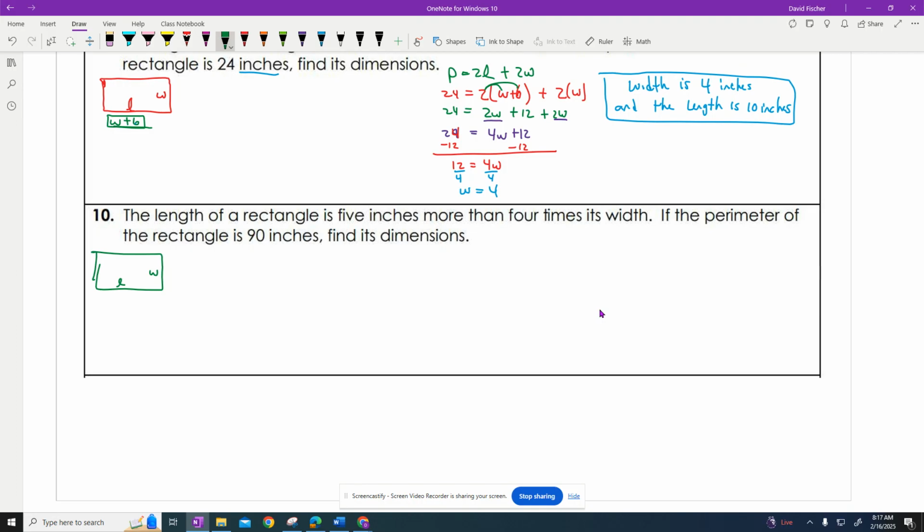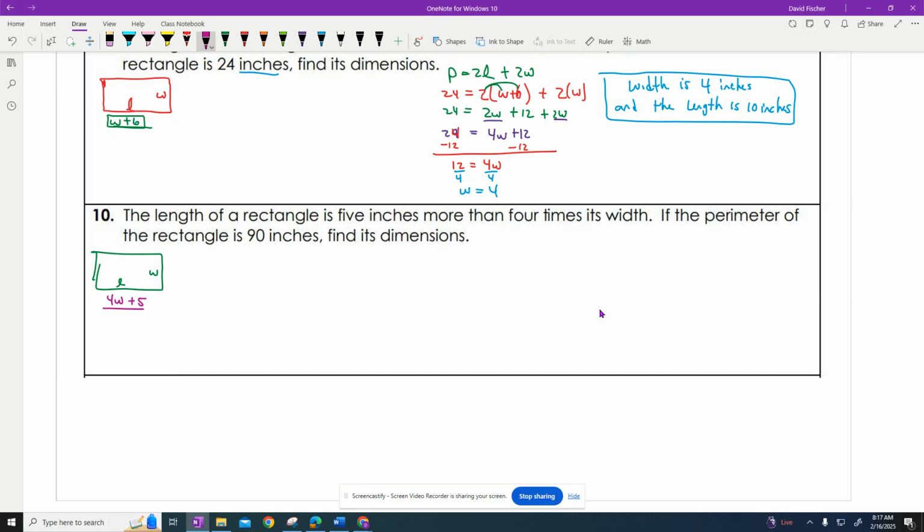All right. They give us more information about the length again. And they said the length of the rectangle is 5 inches more than 4 times the width. Again, I don't know the width, so how am I going to show 4 times the width? You're getting pretty good at this, I bet. So 4 times W. And I want 5 inches more than that. So it's going to be a plus 5.